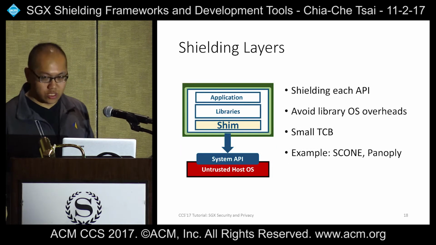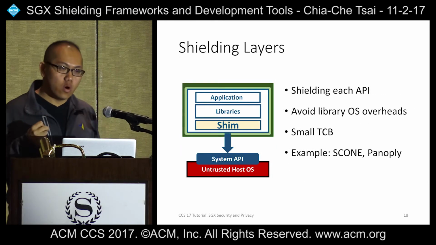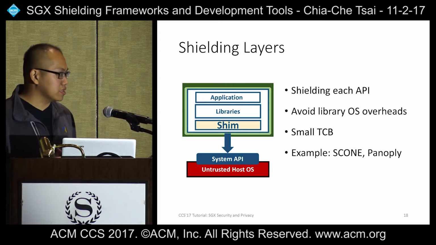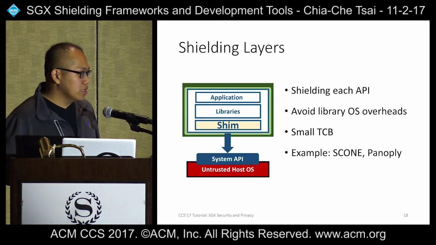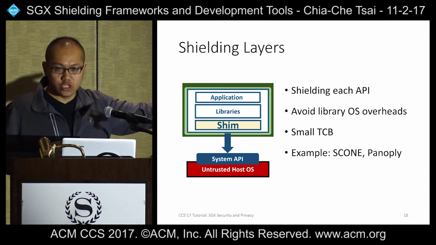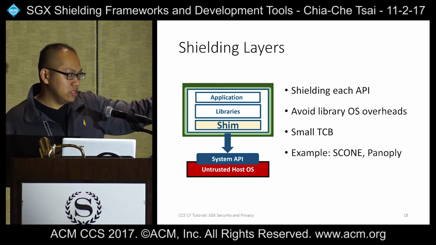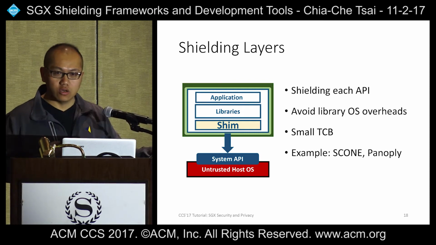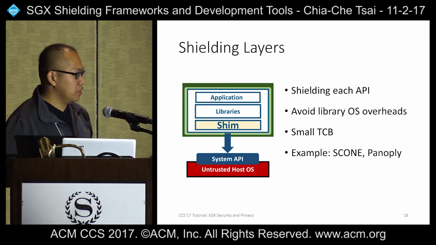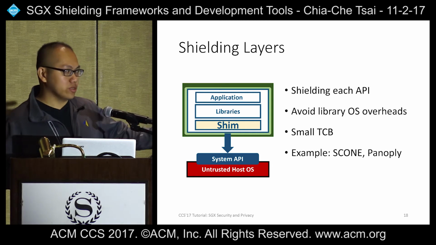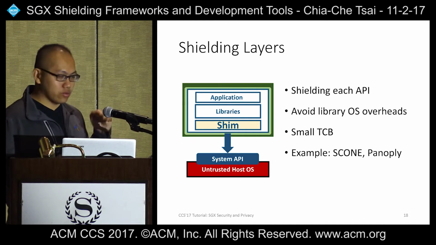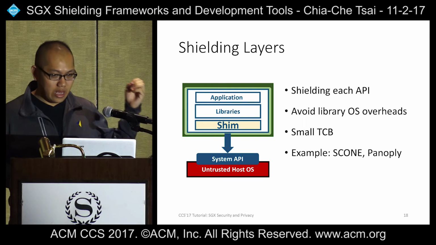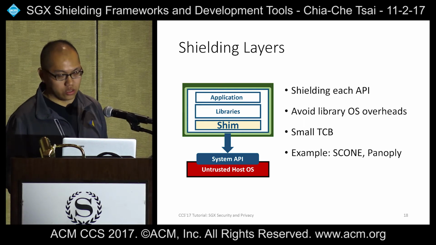The next solution is shielding layers. In these cases, they don't want library OSs inside the enclave because they consider it a large trusted computing base. So what they do is introduce a very thin layer, or you can say a shim layer, to shield each API. For each system call, let's say the read system call or write system call, they design a defense around it. By doing so, they avoid the library OS overheads, and they are also likely to have a small TCB. Examples are SCONE and Panoply. We'll also talk about these works later.